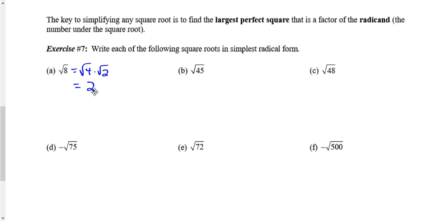2 times the square root of 2. Okay. Now you move on and do B and C on your own.